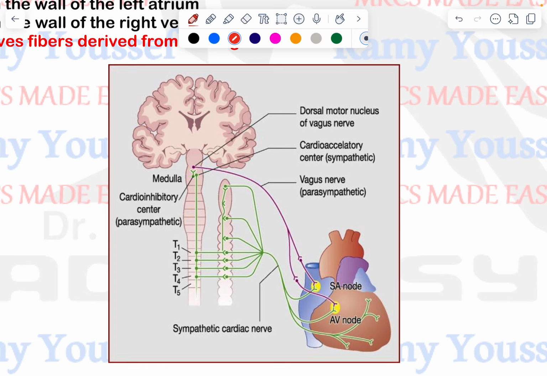So this is parasympathetic, and sympathetic is also coming from the medulla and T1, T2, T3, T4, T5. This is also sympathetic. Cardio inhibitory center, medulla. Cardio acceleratory is sympathetic. There is one cardio inhibitory. Vagus stimulation causes decreased heart rate. Sympathetic stimulation causes increased heart rate.